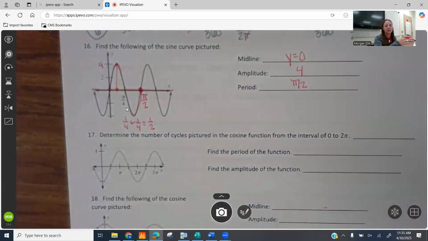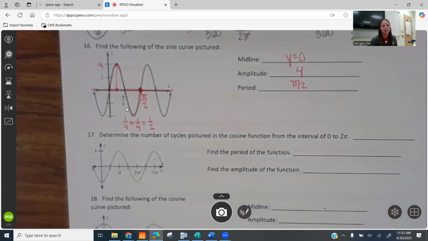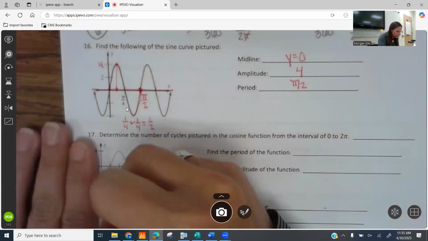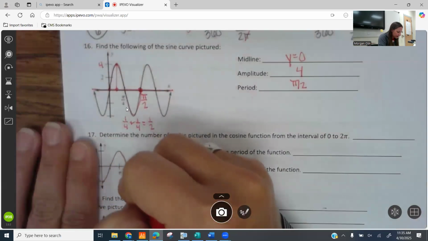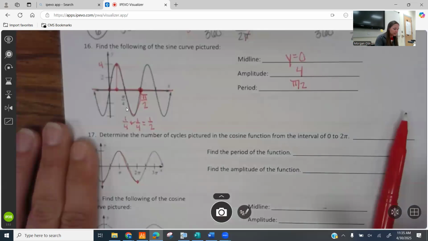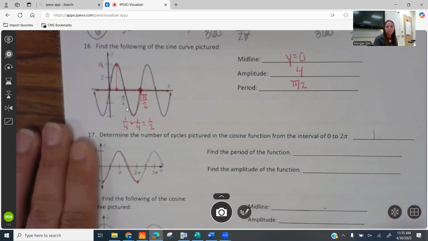All right, let's jump to number 17. Kind of the same idea. Determine the number of cycles pictured in the cosine function. So from 0 to 2 pi. Okay, so 0 to 2 pi is this right here. Well, how many cycles do you see? Well, you only see one cycle right there.